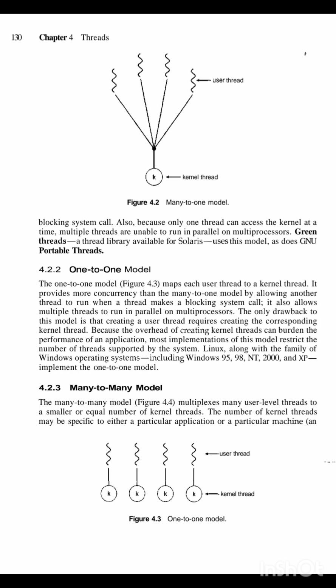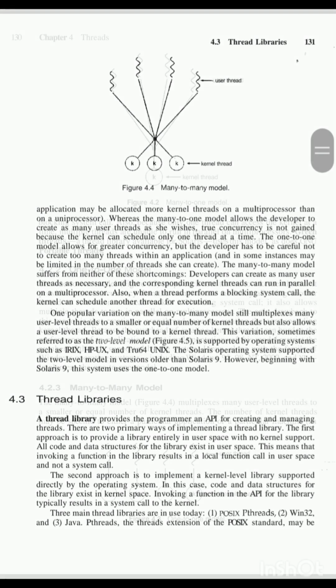So in multi-threading models, the third one is the many-to-many model. In this many-to-many model, the first point is that the one-to-one model restricts creating more user threads, and the many-to-many model allows creating more user threads, but the kernel can schedule only one thread at a time. These drawbacks can be overcome by many-to-many models as shown in the figure.